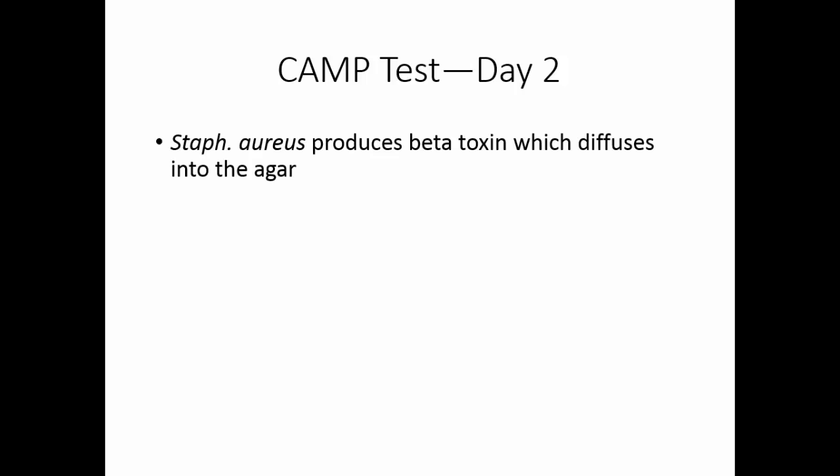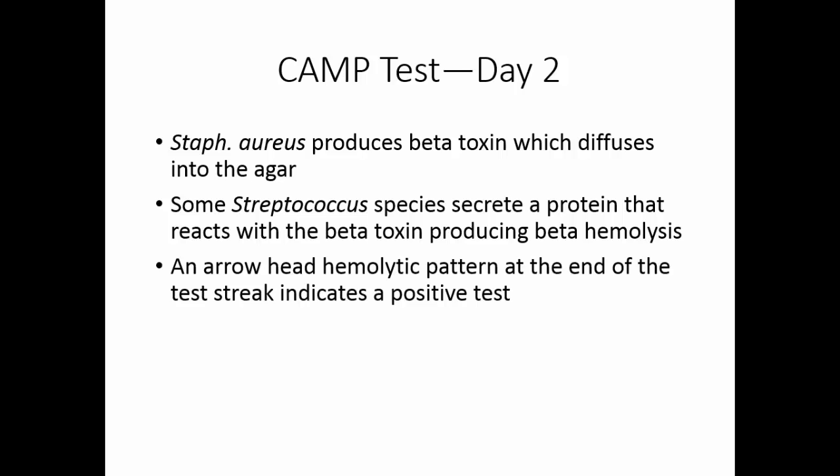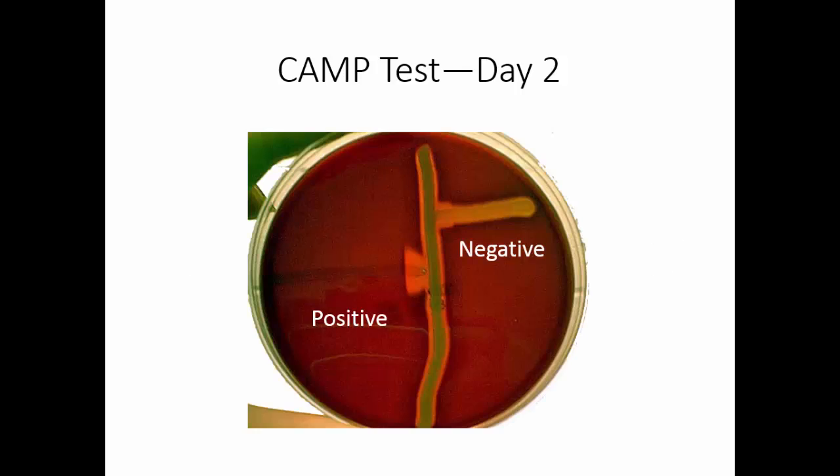Staph aureus, which was streaked down the center of a sheep blood agar plate for the CAMP test, produces a beta toxin which will diffuse into the agar. Some Streptococcus species secrete a protein that reacts with the beta toxin, producing beta hemolysis. Because the two will diffuse toward each other, you get an arrowhead of hemolytic activity at the end of the test streak. This is considered a positive test. So here you see hemolysis all along the streak, but not a distinct arrowhead. Here you didn't particularly have hemolysis along the streak, but notice the very distinct arrowhead of hemolysis. This is a positive CAMP test.